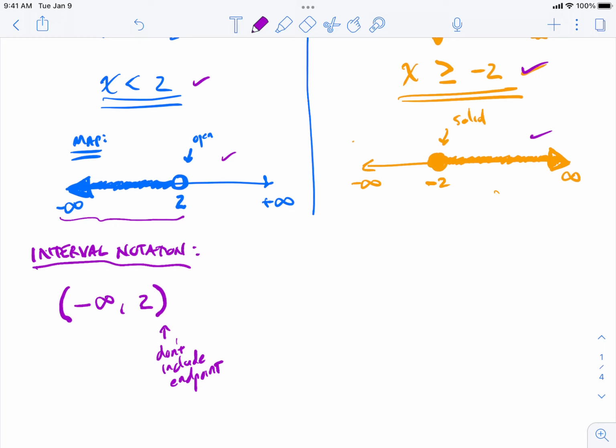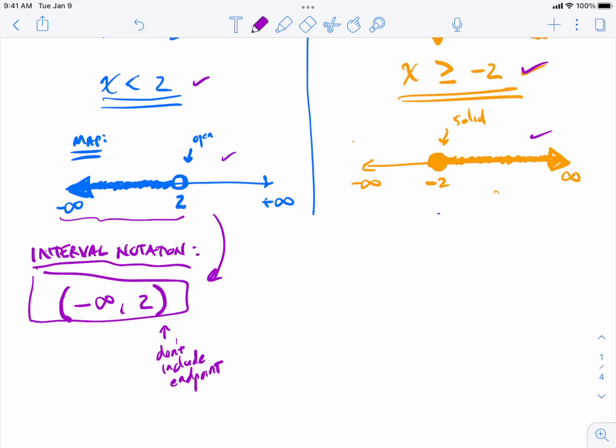And of course, you can't include negative infinity. It's not even a number. It's just a direction. It's a notion. It's a go that way and don't stop. So you can never get there if you're not stopping. So it's also a round parenthesis. Infinity always gets a round parenthesis, and so does negative infinity. So anyway, that's our interval notation. Doesn't it look cool? That's our official way to write this answer.